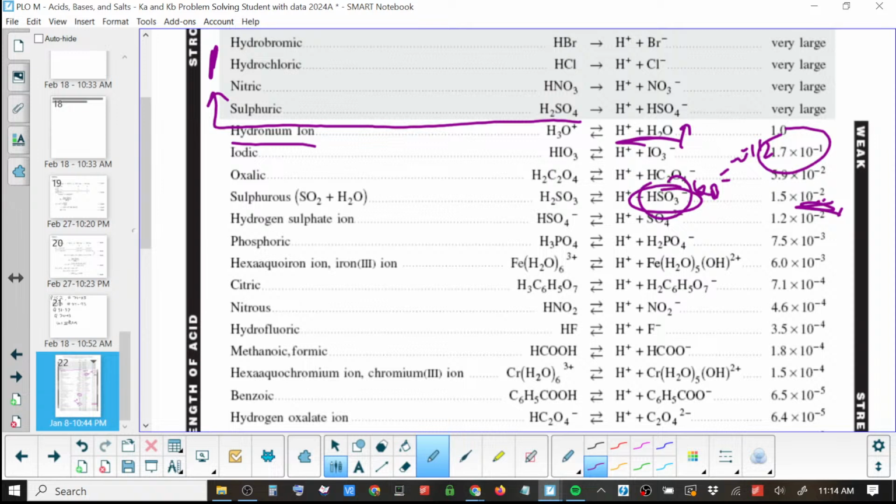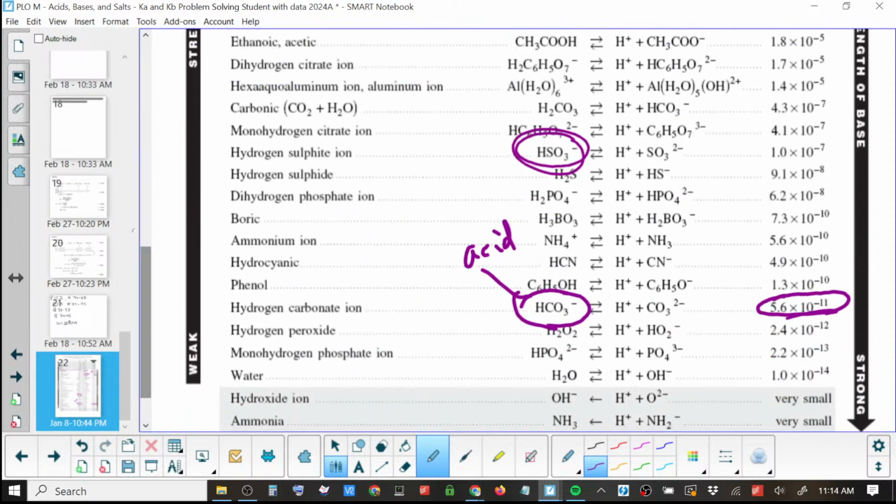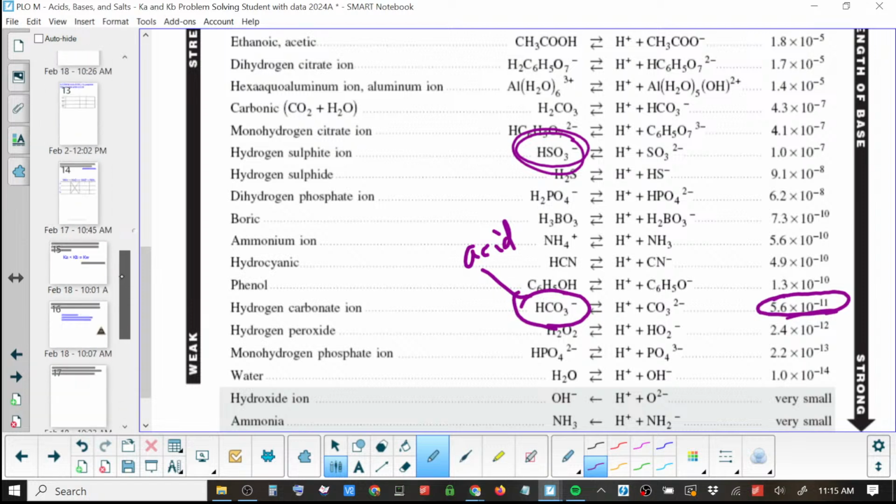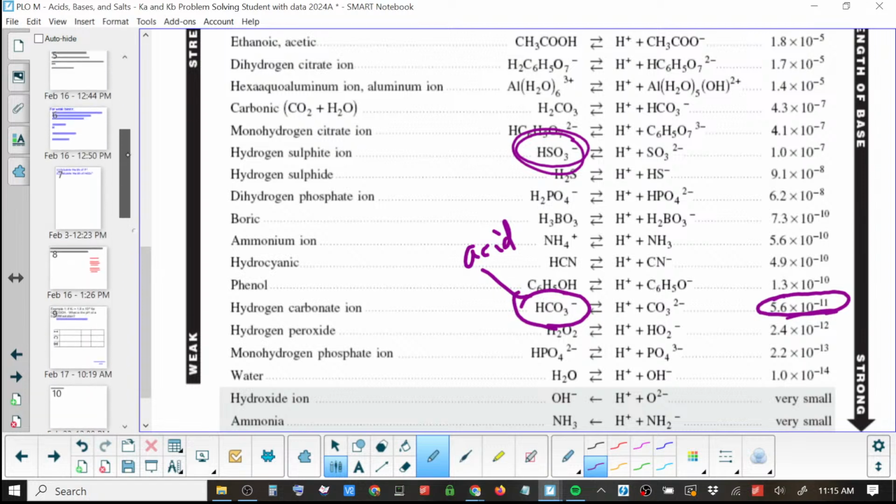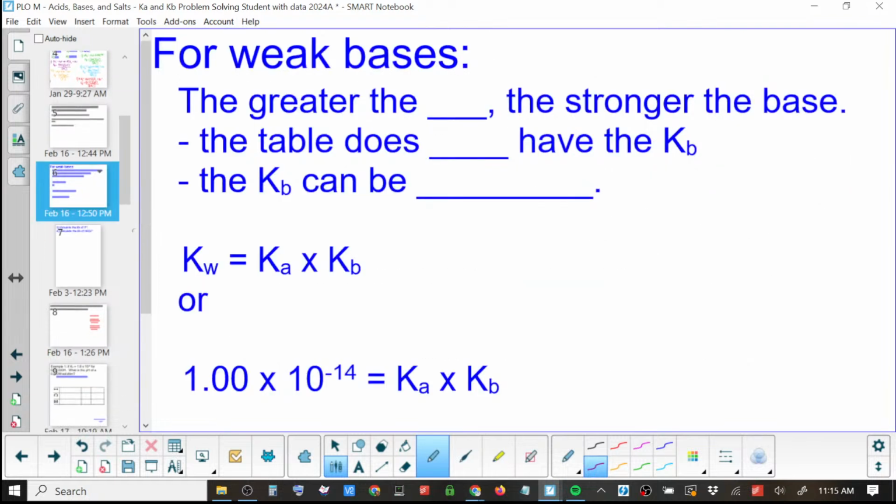Same for the bases. We're going to be able to calculate the Kbs from here. And we're going to find that the strong bases are all down here. And they're going to get weaker as they go up, and we'll find out the relative value as we do that. So we can look up the Ka on the table. But for bases, we can't quite do the same thing. The greater the Kb, the stronger the base.